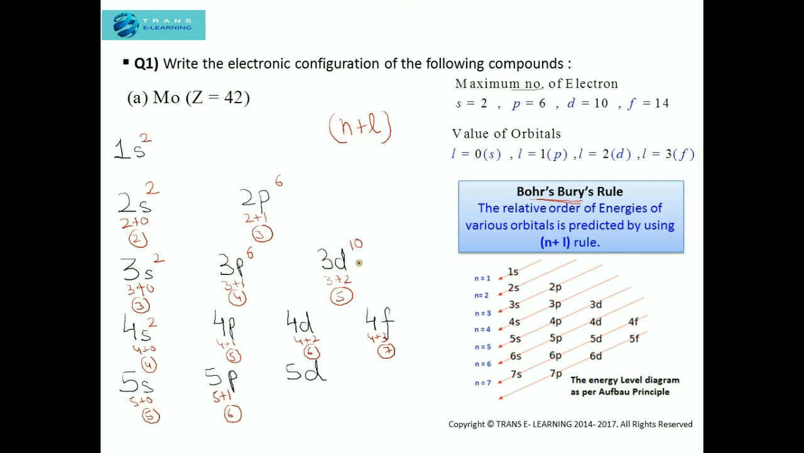Till here we have 30 electrons filled. So now from the 4p and 5s, I will fill 4p first and then 5s. So this will be 36, 37, 38, and then we are left with 4 electrons, and I will fill them in 4d because d orbital can accommodate a maximum of 10 electrons. So this is the electronic configuration of molybdenum.